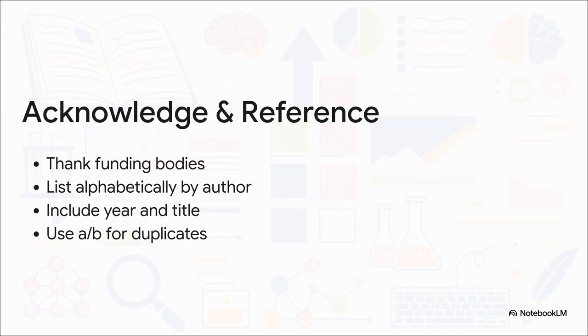Skipping key citations or using questionable sources will seriously tank your credibility. When formatting your references, make sure they're arranged alphabetically by the first author's last name. And a pro tip, if you have multiple papers by the exact same author in the exact same year, just label them clearly, like 1999A and 1999B.